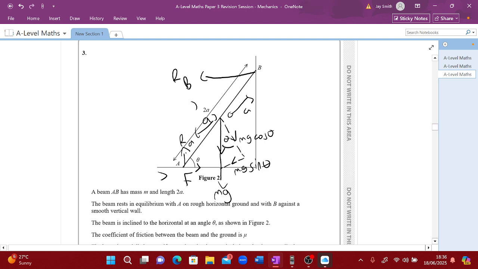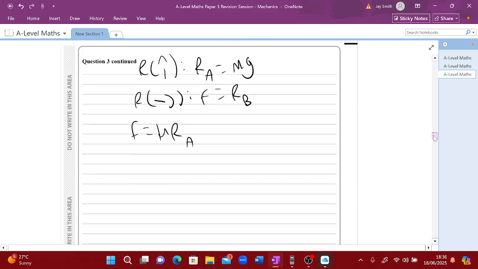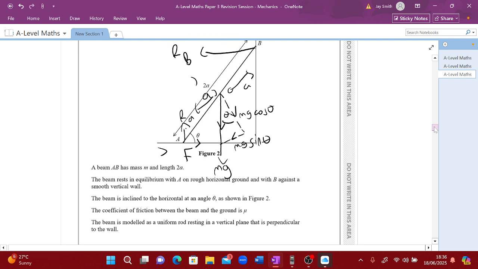Because now we're dealing with forces acting on the line rather than acting on a single particle or a single point. That makes sense? So we can also take moments. So I'm going to say then resolving anti-clockwise. At what point are we going to take moments at? On the line, on AB, on the beam.